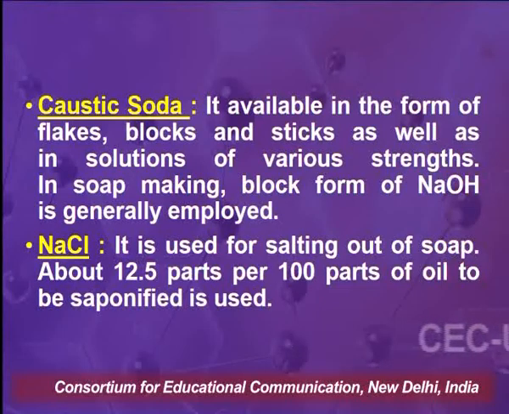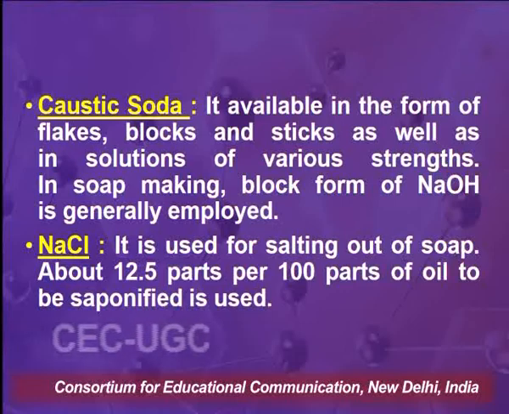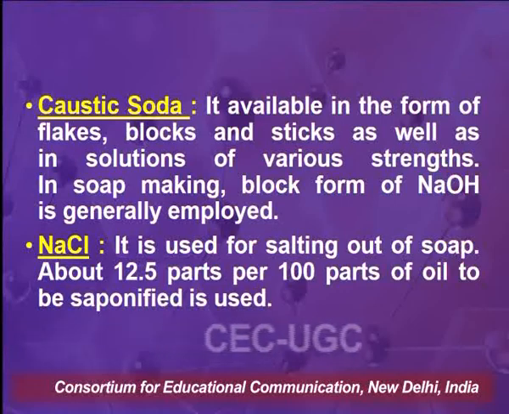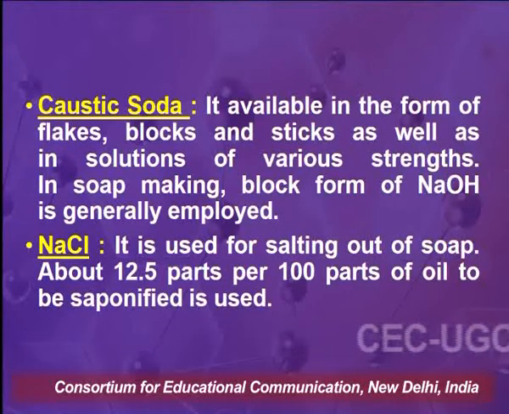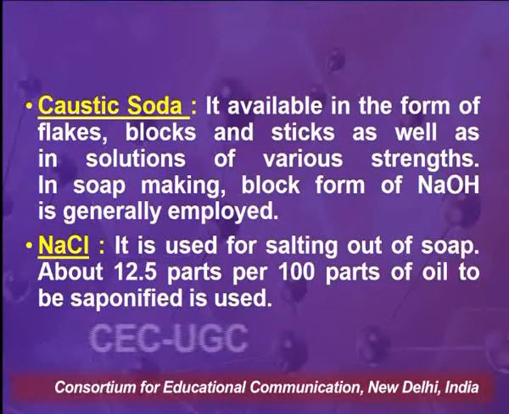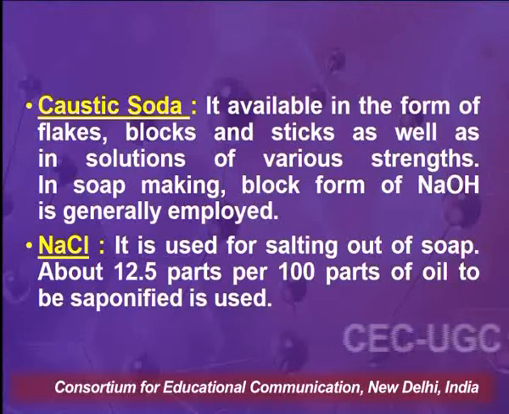Then caustic soda, which is available in the form of flakes, blocks and sticks, as well as in the solution of various strengths. In soap making, block form of NaOH is generally employed. NaCl is used for salting out of the soap. About 12.5 parts per 100 parts of oil to be saponified is used.